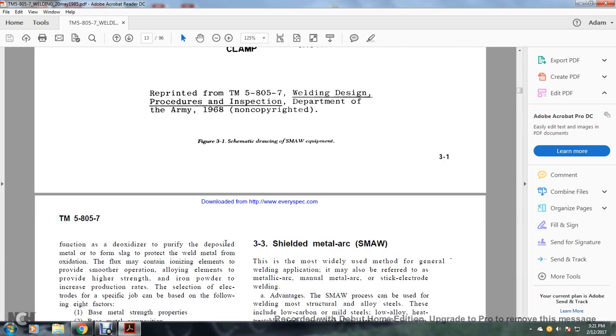The flux may function as a deoxidizer to purify the deposited metal, with the form of the slag protecting the weld from oxidation. Flux may contain ionizing elements, providing a smoother operation, and alloying elements to provide higher strength. Iron powder increases the production rates. The selection of the electrode for a specific job can be based on the following 8 factors.